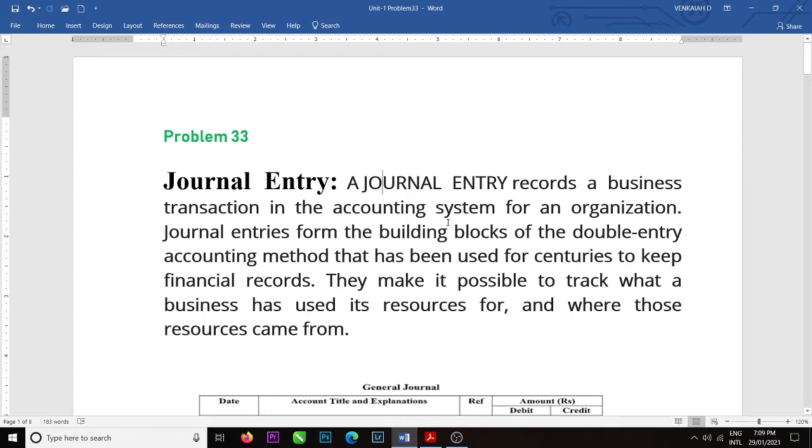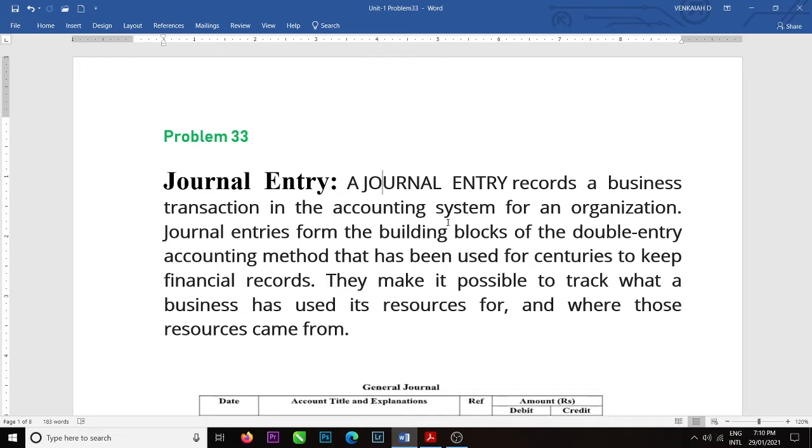Welcome again to the new concept that is trial balance. In previous lectures, we came across transactions, journal entries, and ledger accounts. So let us refresh our minds with journal entry. Journal entry is a recording of business transactions, which is the building block of the double entry accounting method. Building blocks in the sense it is a foundation. Accounting starts from journal entries.